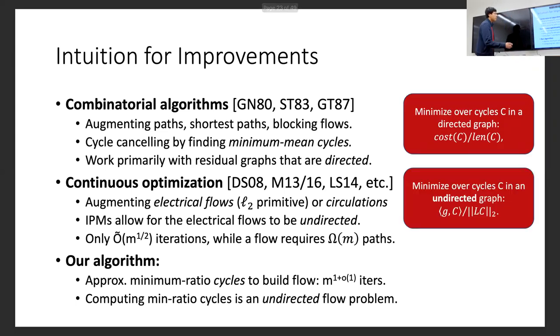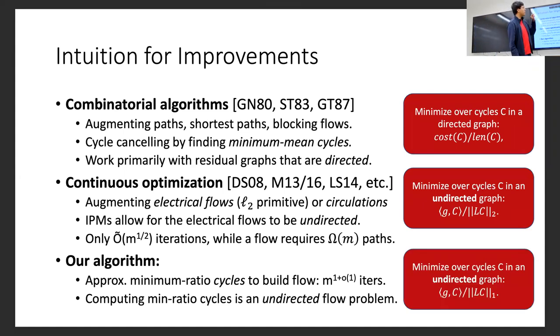So to put it a little more concretely, these algorithms, you can think of them as having some number of outer iterations and some number of inner calls to some graph problem. So in the combinatorial algorithms, they have a linear number of outer iterations and the inner calls are to minimum mean cycles, which you can think of as: I have a directed graph and I want to minimize the ratio of the cost of the cycle divided by the combinatorial length of the cycle. This is basically Goldberg-Tarjan's very classical minimum mean cycle canceling algorithm.